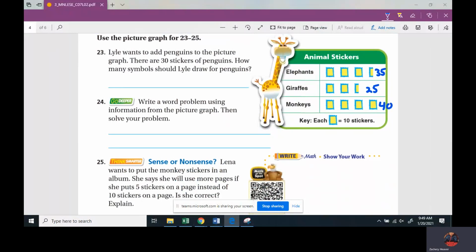Number 23 says, Adeline, Lyle wants to add penguins to the picture graph. We don't have penguins. He wants to put them on there. There are 30 stickers of penguins. How many symbols should Lyle draw? So, Adeline, how many stickers would he need to make 30?